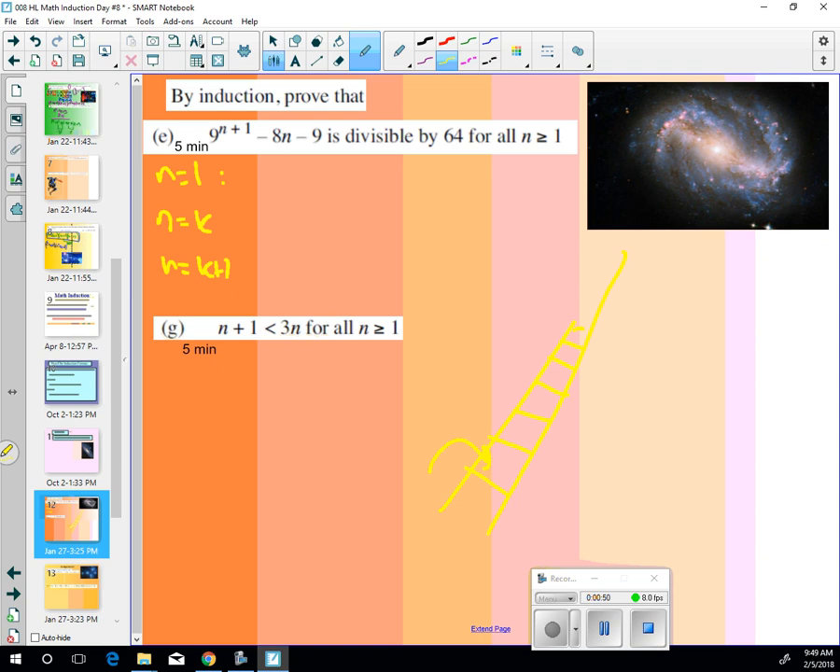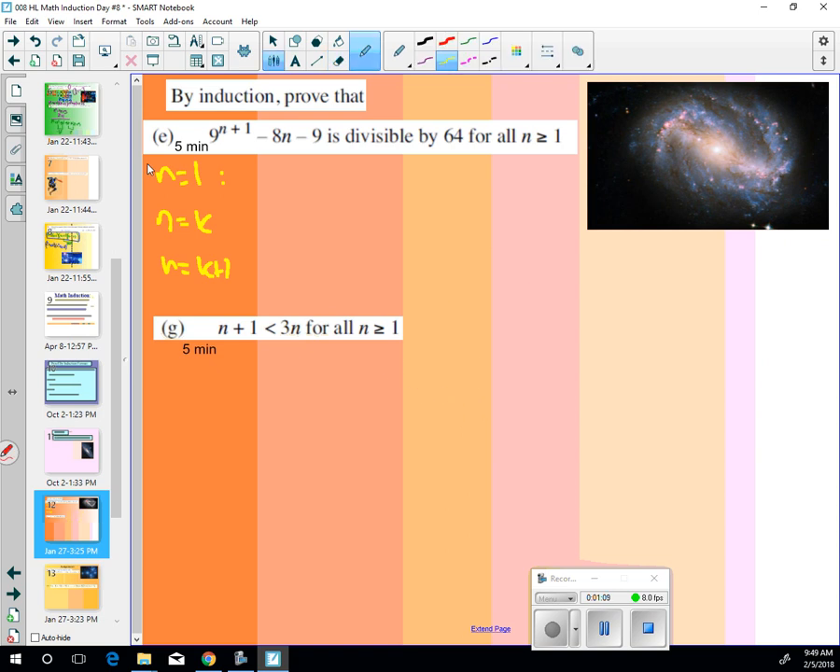And then what we want to do is go anywhere, k, on this ladder and be able to do what? Take the next step. So that's the idea behind the weak math induction. Very cool.